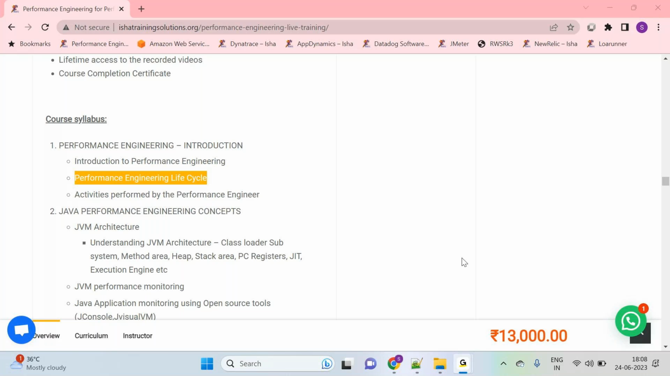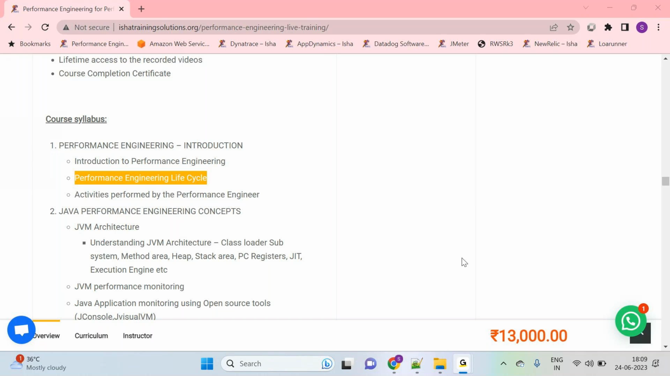So here also, in the performance engineering life cycle, that is the reason we are going to learn the life cycle activities. If someone asks what you will do, what you are contributing, where you are focusing, what your roles and responsibilities are, internally we are going to tell the performance engineering life cycle only. That is what we are going to discuss in a detailed way, guys.